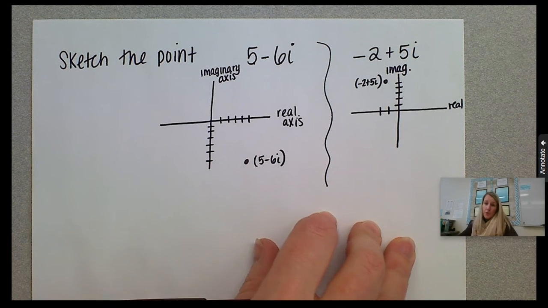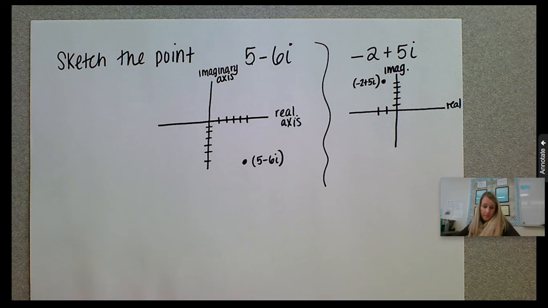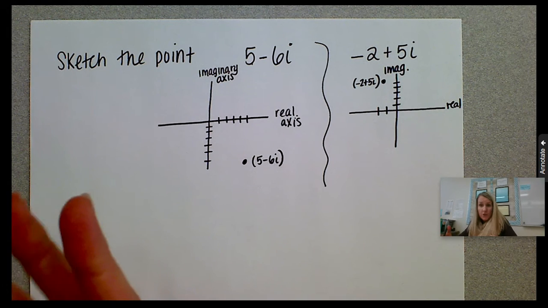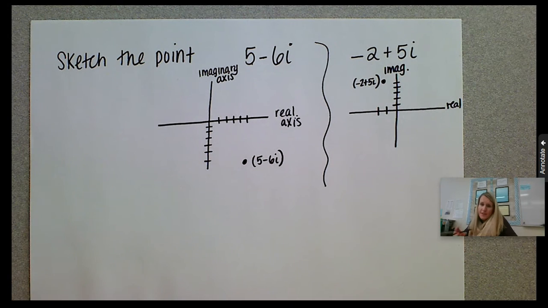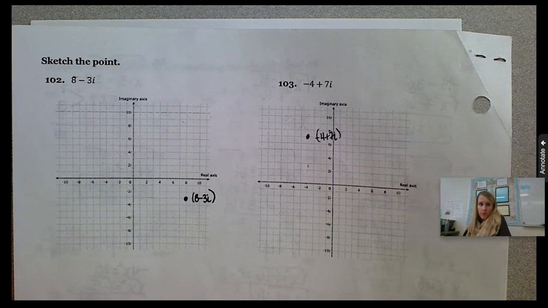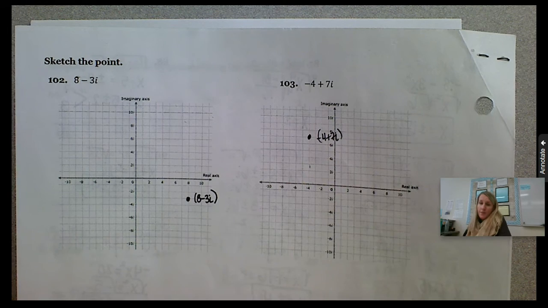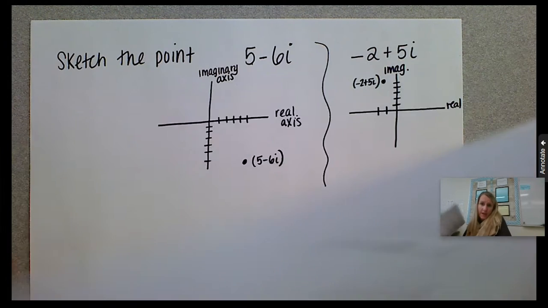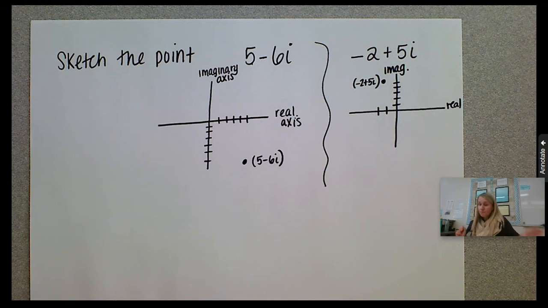So that's how to sketch a point when there's a real part and an imaginary part. Just as a heads up, it's basically just renaming those axes to make it fit your desire. There's a few of those. When I look at the problem set, it was problems 102 and 103. Those were two of those problems that we hadn't done, so you should be able to do those now.